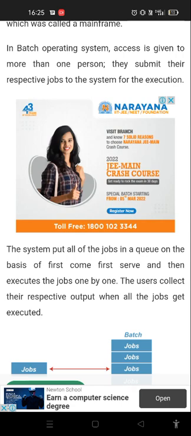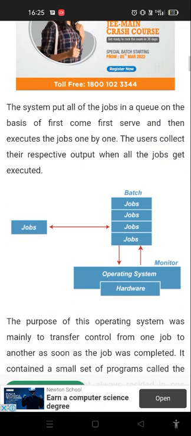The system puts all of the jobs in a queue on the basis of first come first serve, and then executes the job one by one. As I explained to you, the users collect their respective output when all the jobs get executed.